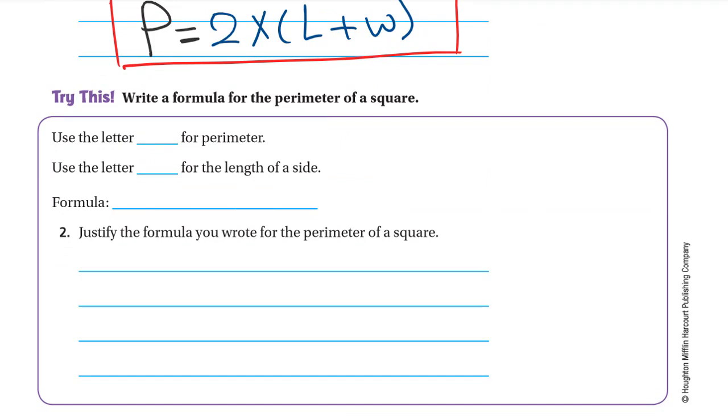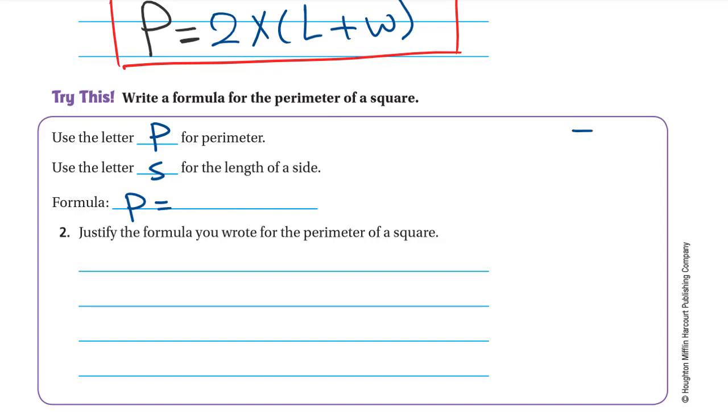And here, try this. Write a formula for the perimeter of a square. So we need to write a formula to find the perimeter of the square. So P equals what? Use the letter P for the perimeter and use the letter S for the length of a side. So the formula will be P equals what?